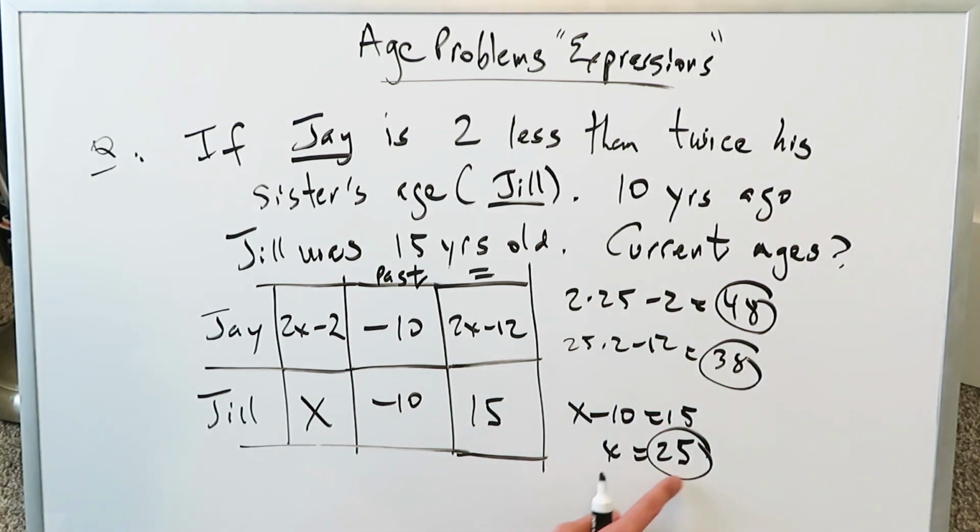The current ages are 25 and 48. The historical ages 10 years ago are 15 and 38, and the answers would be right. That's exactly how you would do this type of question. Let's look at one more question for this video, and that'll be it.